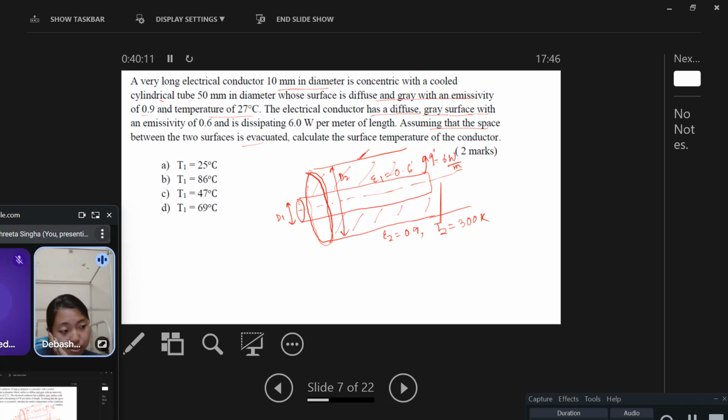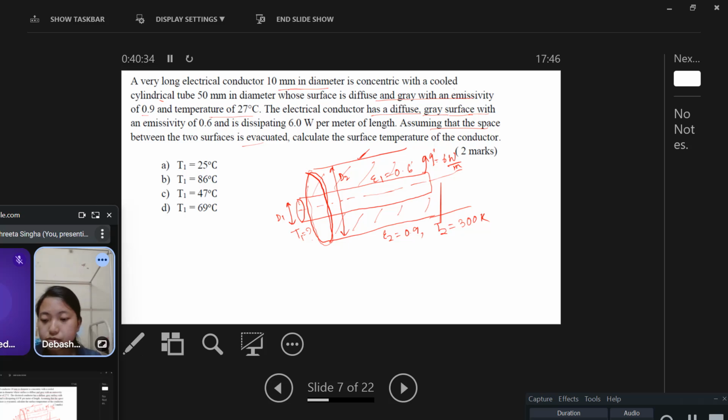So if you assume this as vacuum, that means there is nothing else. There is no convection and all. So that is the assumption made here. So this is only radiation we have to consider. Assuming that the space is evacuated, calculate the surface temperature of the conductor. That means T1 we have to calculate.